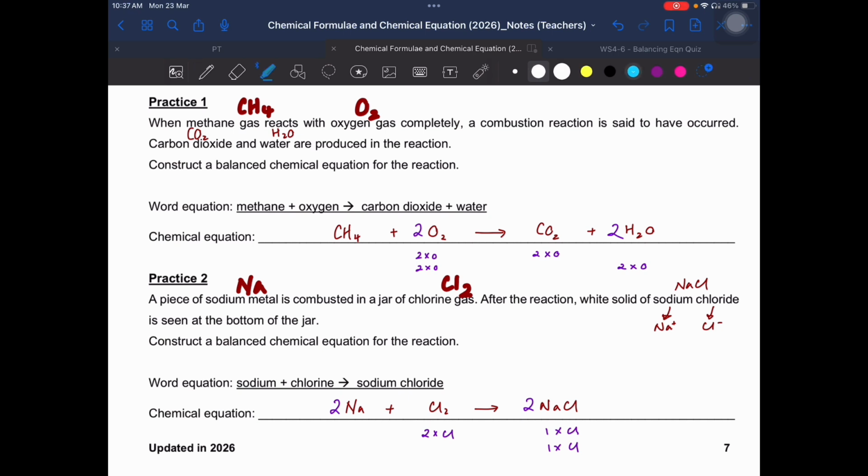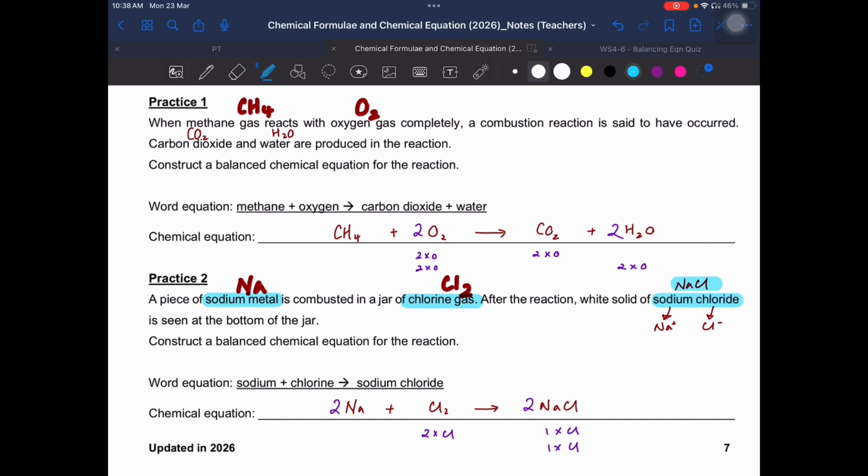move very fast. But I do want to highlight one important thing for this whole question: how do I even know what's the formula of sodium metal? You need to first make sure that you are clear with your formula of your metals, that they are actually just a symbol. How do I know that chlorine is Cl2? You need to first remember that your group 17 elements are diatomic. How do I know that sodium chloride is NaCl?